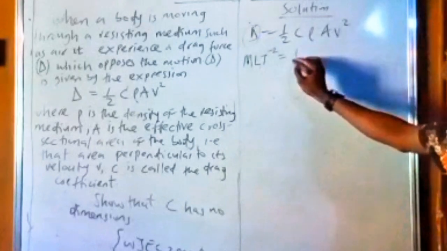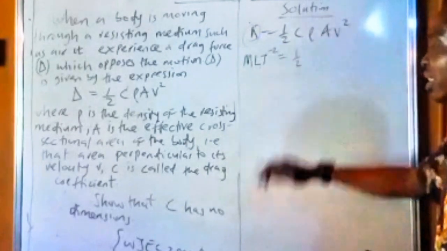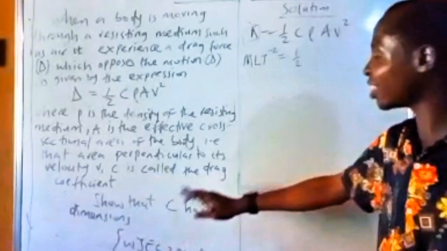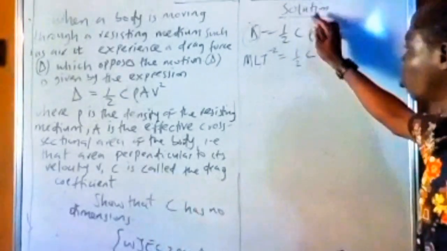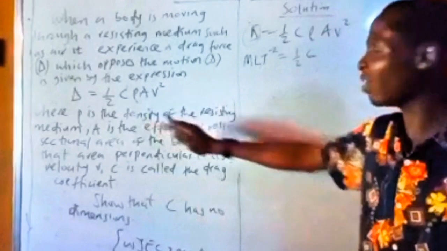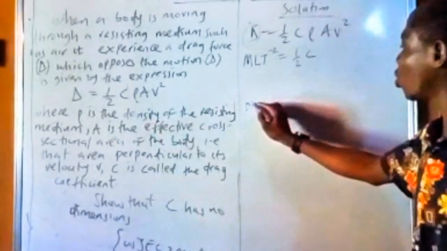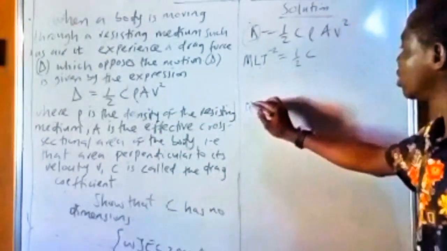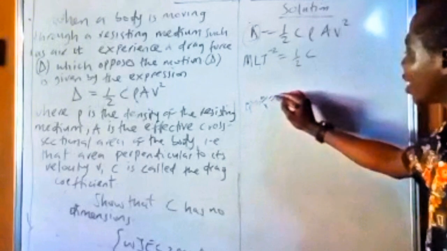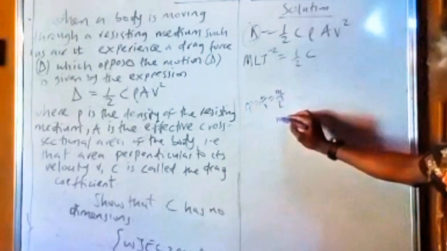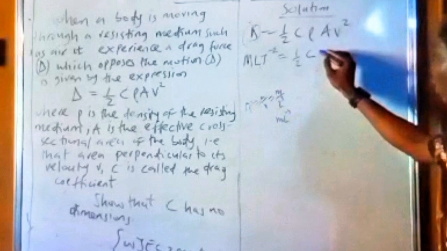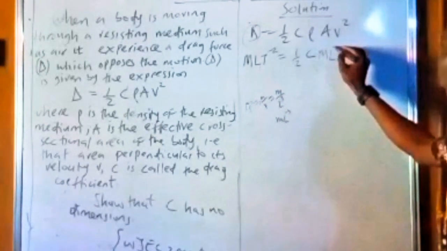So here we now have 1/2. This C here we said is a drag coefficient. As far as C is concerned, it has no unit. So we are repeating that C again. This symbol is representing density. Now if you remember, density is mass over volume. So mass will remain M, while volume is L cubed. We're going to have M L raised power minus 3.